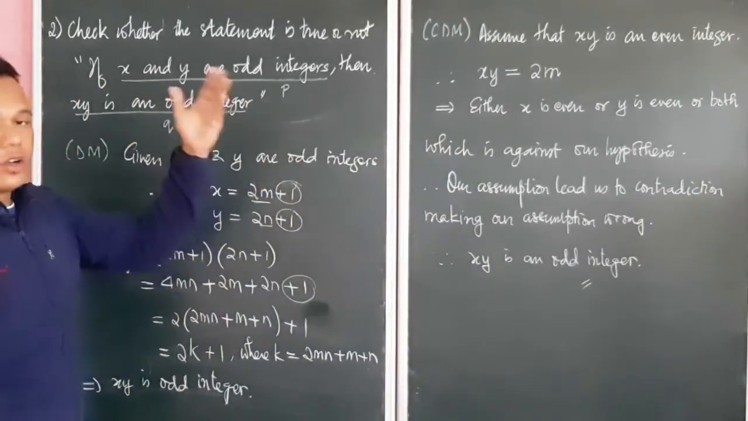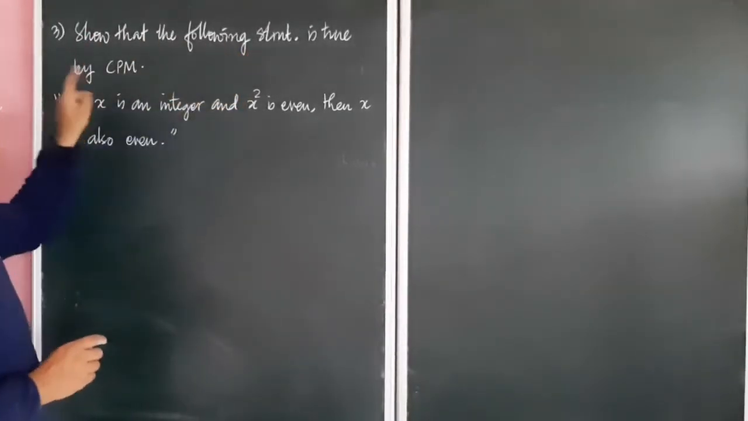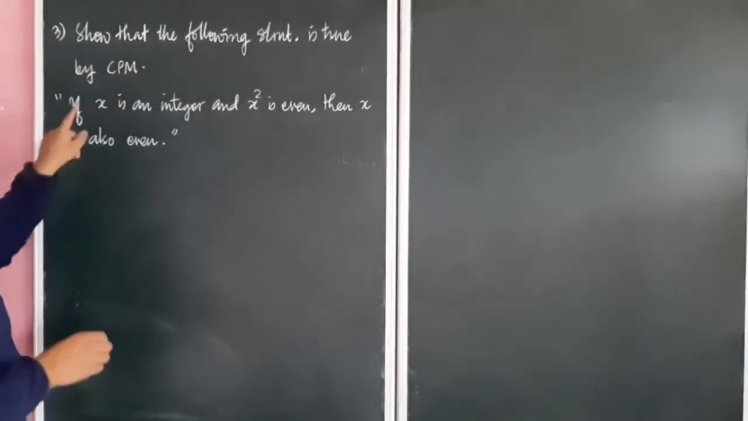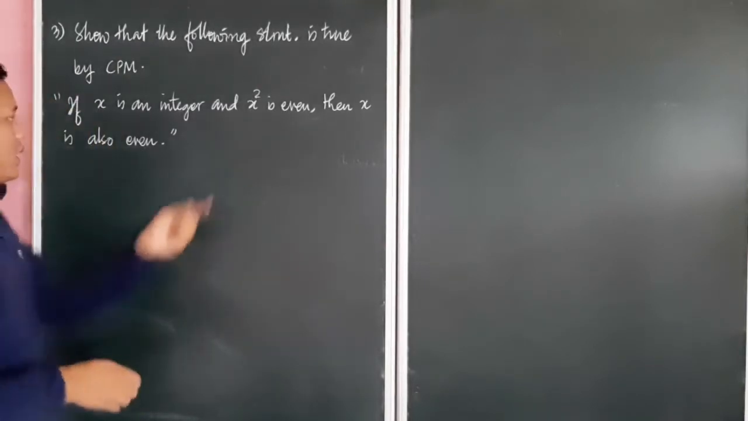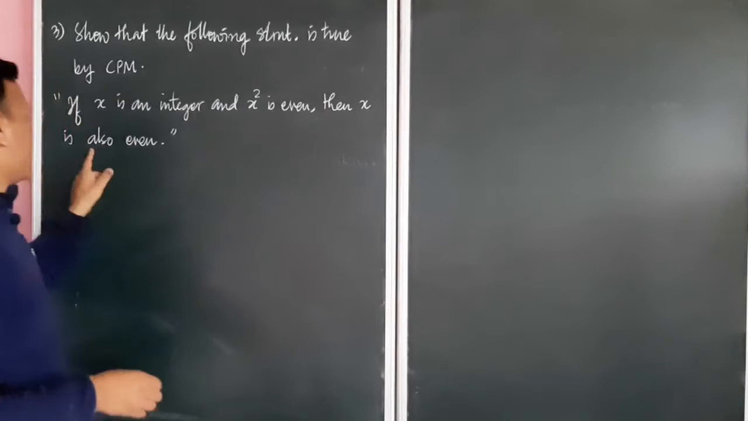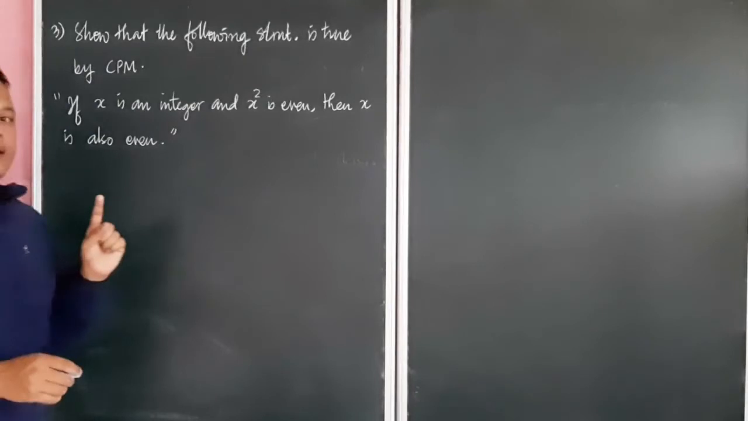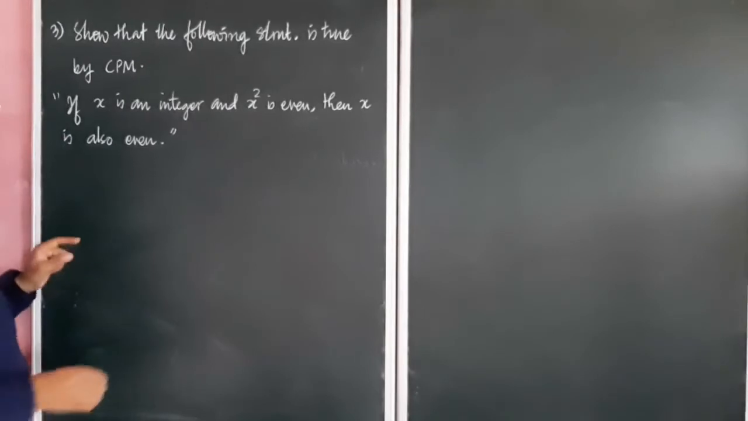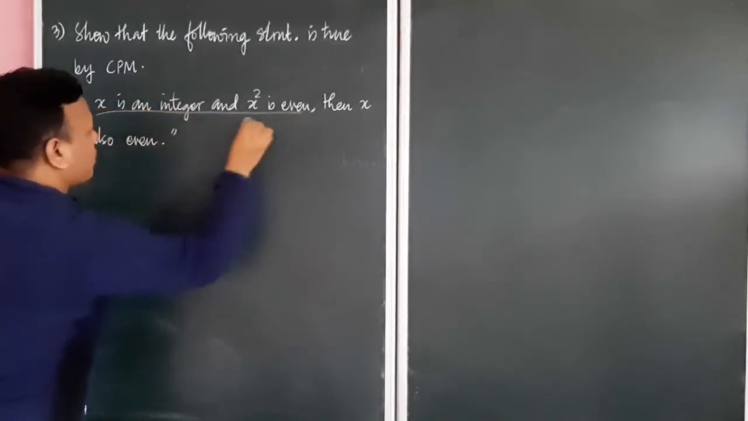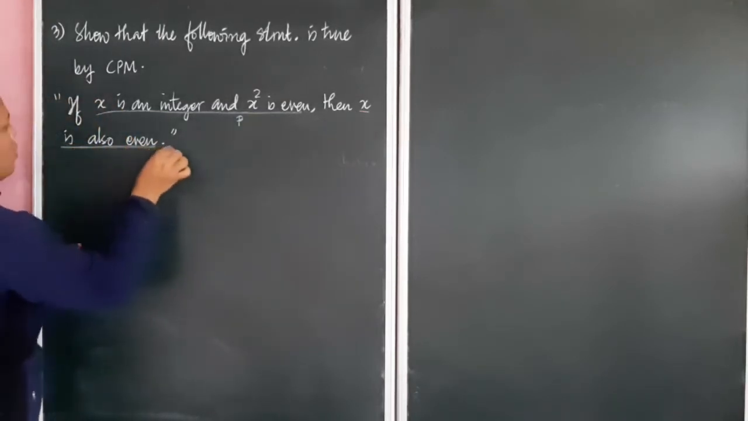Alright, so you will try the contrapositive method in the same way. So you may pause the video to note down. Okay, so the next question is, show that the following statement is true by CPM, that is the contrapositive method. The statement is, if x is an integer and x square is even, then x is also even. Alright, so that's what we need to prove. So as I said, in this case, that is an if-then statement, we need to first identify what is my p and what is my q. So if you see here, this is my p and whatever comes after then, that becomes my q. So this is my q, right?